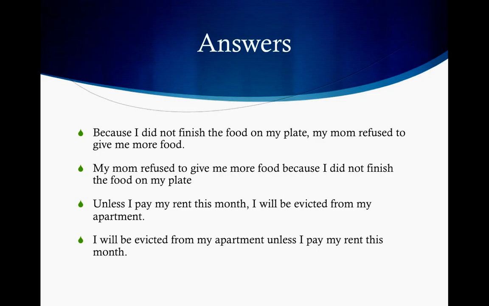The next one is, unless I pay my rent this month, starting off with a subordinate clause or dependent clause, then you use a comma, I will be evicted from my apartment. Again, we flip the sentences. You start off with the main clause for the next sentence: I will be evicted from my apartment. No comma necessary. And then you continue with the dependent clause.